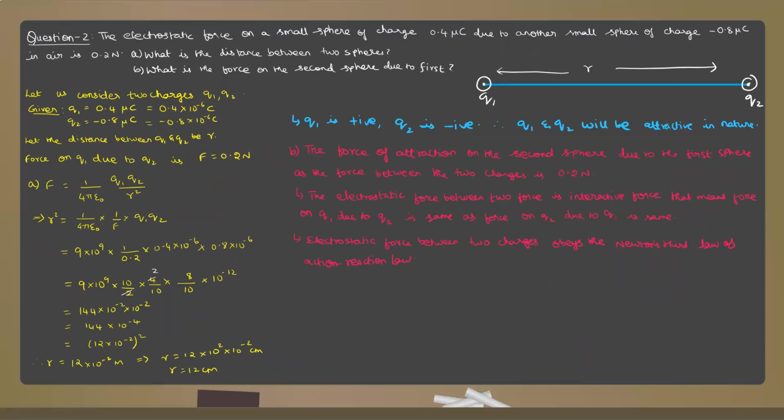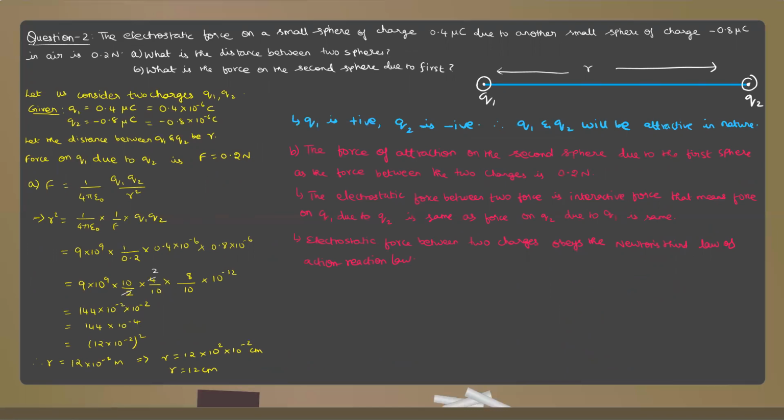Question number 2. The electrostatic force on a small sphere of charge 0.4 mu coulomb due to another small sphere of charge minus 0.8 mu coulomb in air is 0.2 Newton. What is the distance between the two spheres? What is the force on the second sphere due to the first?